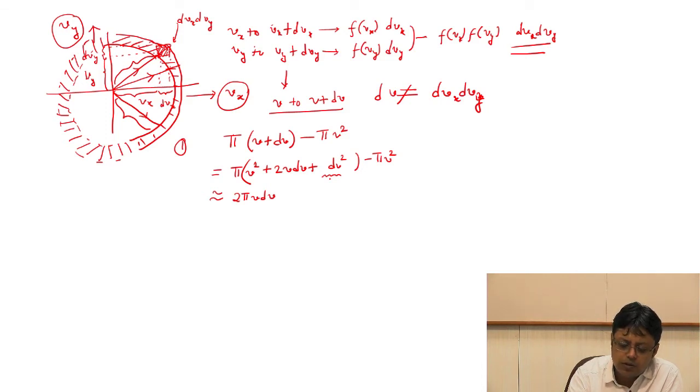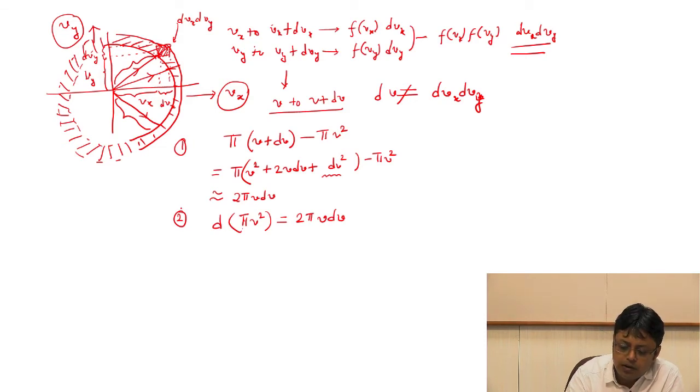You could also get it directly. What we are saying is the differential element of a circle. So you could directly write it as a differential area element around the circle. The area is pi v square, so it will be nothing but 2 pi v dv. This is the same logic which we just said earlier.